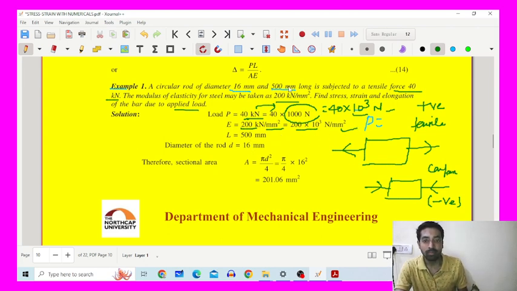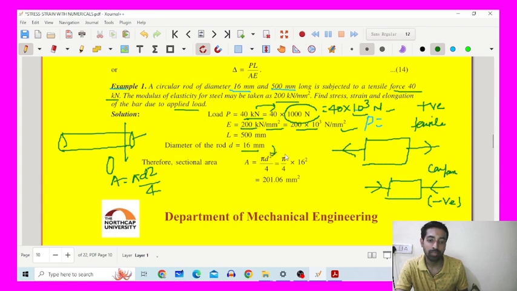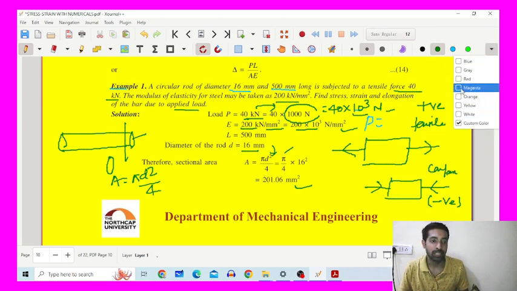The other dimension mentioned is the diameter, 16 mm. When we consider a rod with a circular cross section, the area of cross section will be a circle, and the area is equal to pi d square by 4. The diameter is given and pi is a constant, so you can calculate the value in terms of mm square.